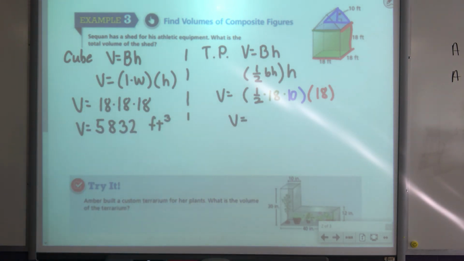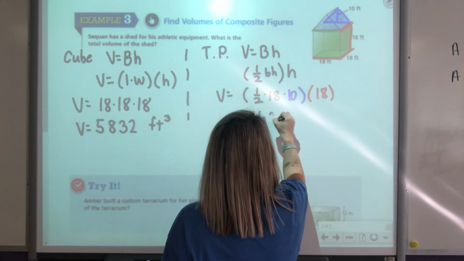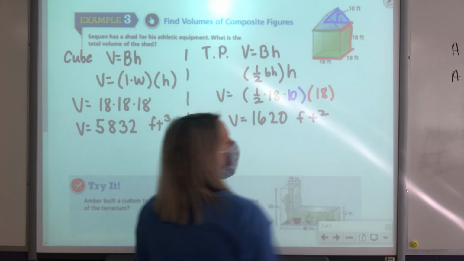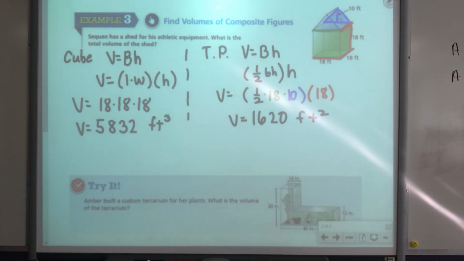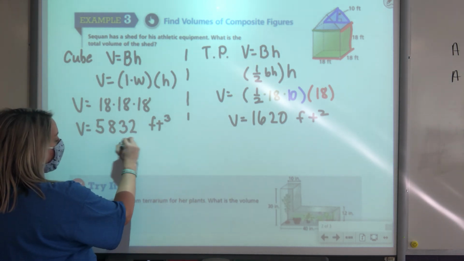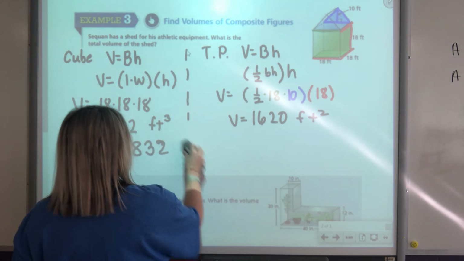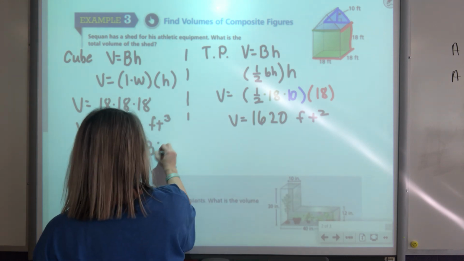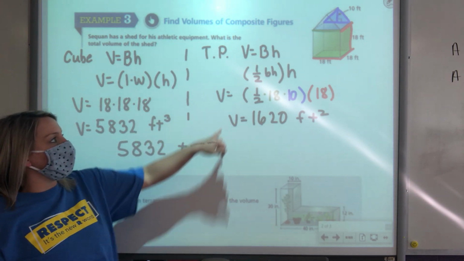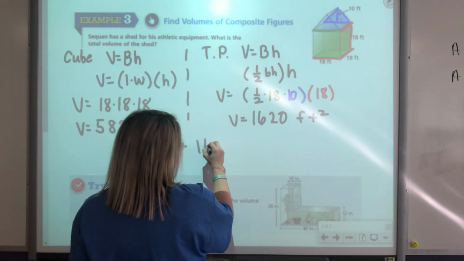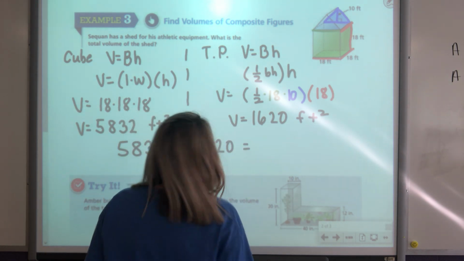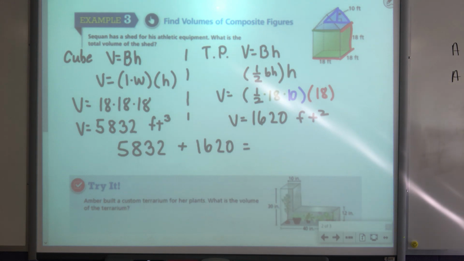So what's the volume of our triangular prism? Very good, 1,620. What am I going to do with the volume of the cube and the volume of the triangular prism to get my total area? Add them together. So my volume of my cube is 5,832. The volume of my triangular prism is 1,620. So we want the total area of Sequan's shed.